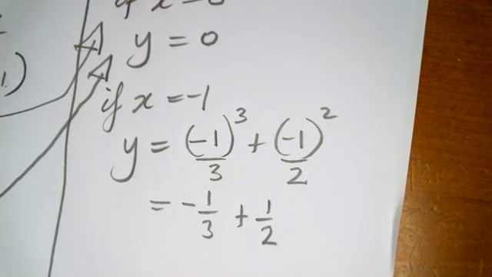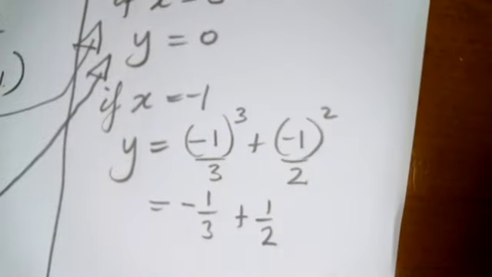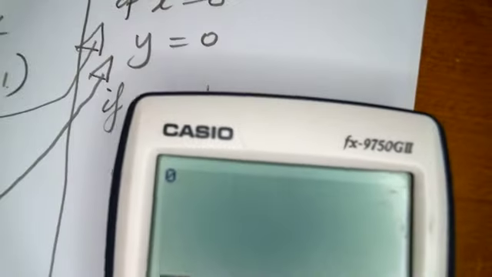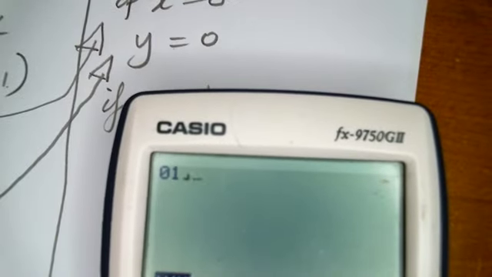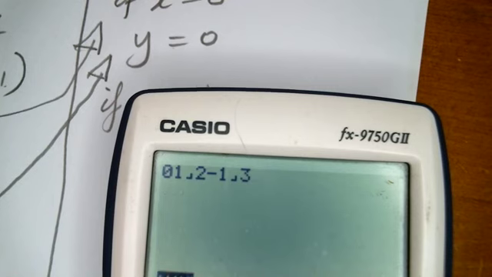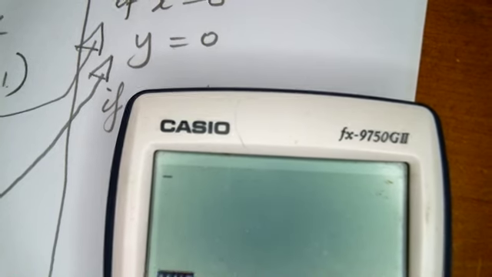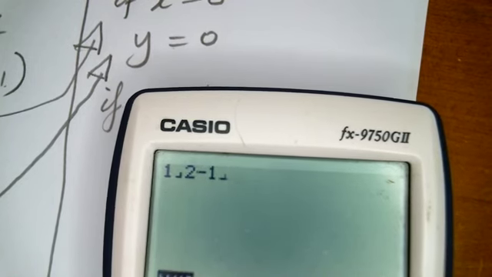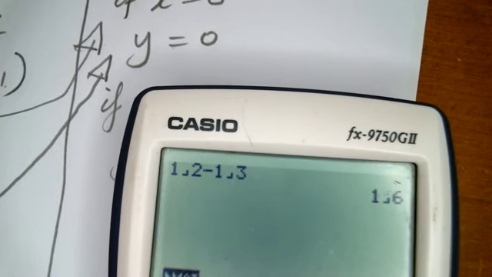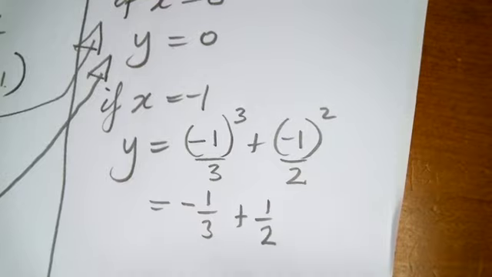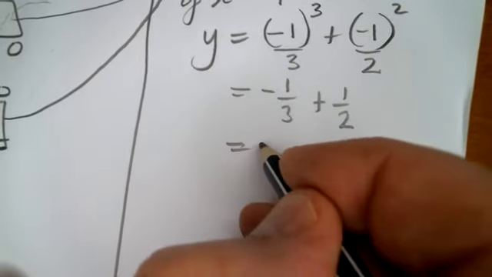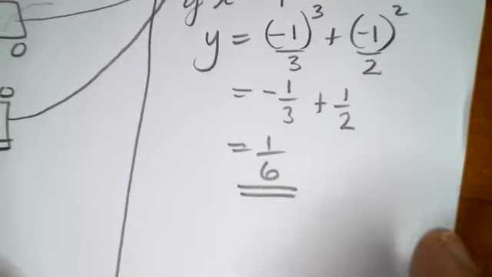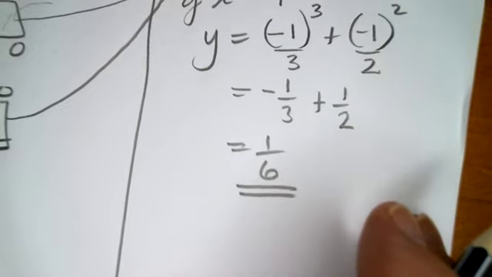Now, if you're not sure how to do that, you could just simply go back to the calculator here. Let's have a go at doing that. It's going to be a half minus a third. So you can just go here, 1/2 minus 1/3, equals 1/6. So y equals 1/6. So now you've got your two coordinates.